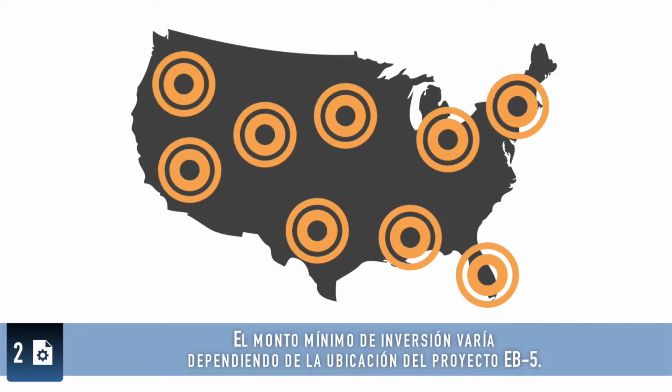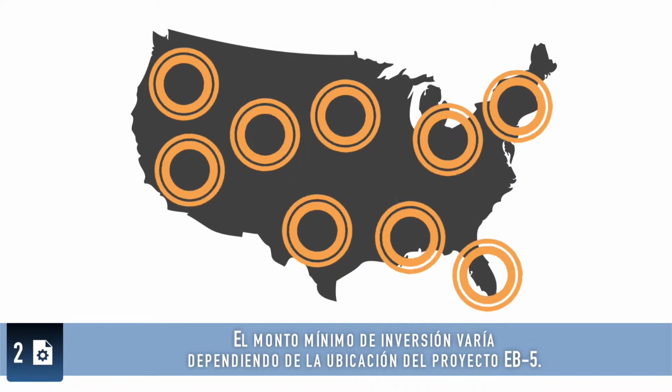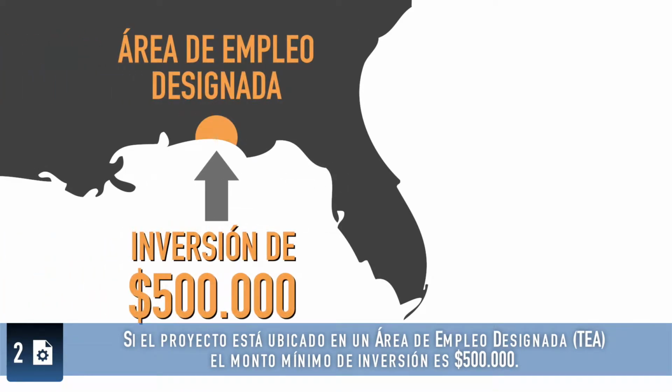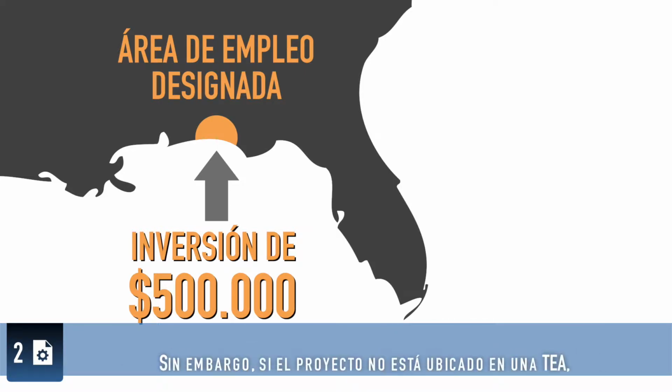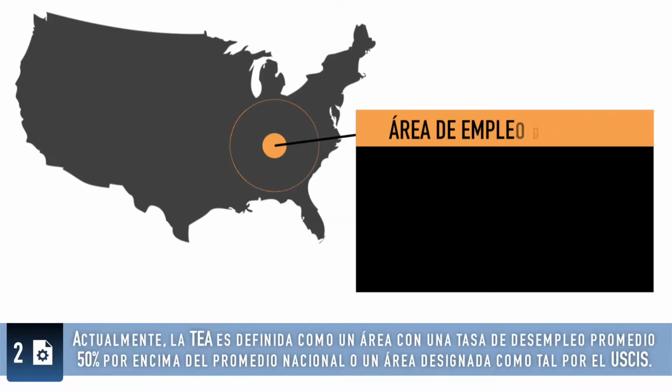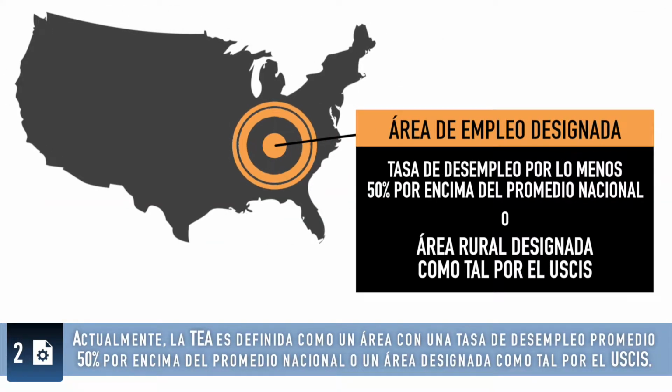The minimum investment amount varies depending on the location of the EB5 project. If the project is located in a targeted employment area, or TEA, then the minimum investment amount is $500,000. If, however, the project is not located in a TEA, the minimum investment amount is $1 million. Currently, a TEA is defined as an area with an average unemployment rate at least 50% greater than the national average, or a rural area as determined by the USCIS.